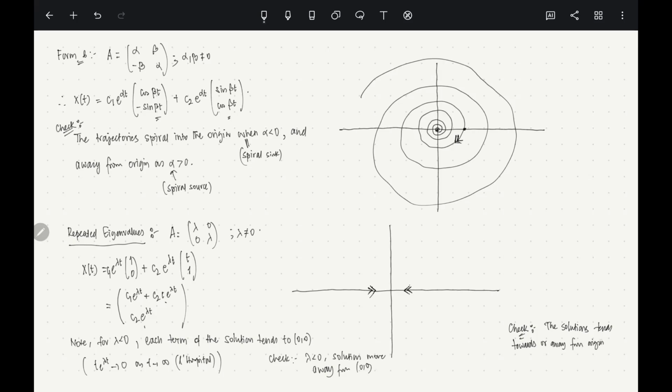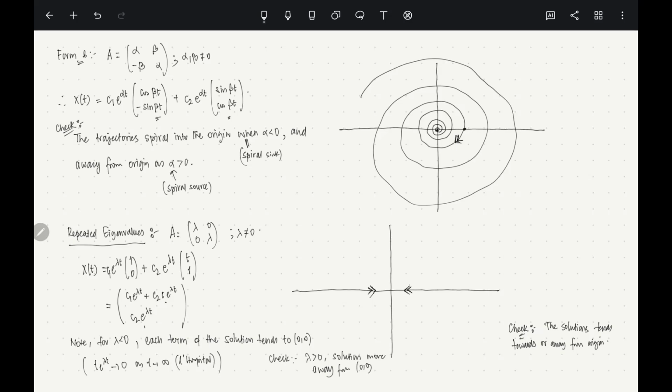Why do the trajectories tend towards and away from the origin? See, C1 and C2 are both non-zero, let's say, but lambda can be positive or negative, right? If lambda is negative, of course they tend towards (0, 0). If lambda is positive, they move away, right? So that is always there.